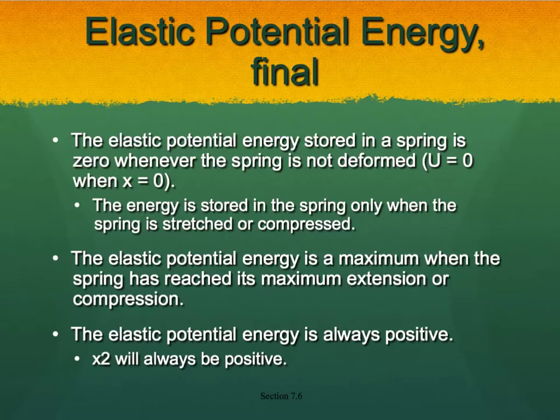So like we said in the previous slide, the elastic potential energy that's stored in a spring will be 0 if the spring is not deformed. So again, that just means that if we have an undeformed spring, the spring is at its equilibrium position, so x is equal to 0. And remember, we said that our elastic spring potential is just equal to 1/2 kx squared. So if we're at our equilibrium position, x would be equal to 0. So then our elastic potential energy must also be equal to 0.